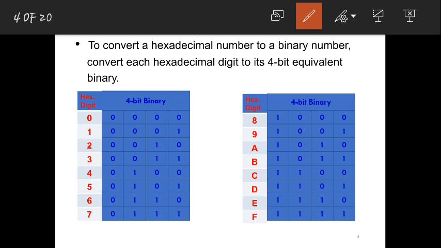A means 10, right? So generally here you have 2 1. 10 means 8 plus 2. So here you have to write 1 at the position of 8 and 2. Remaining 2 will be 0.